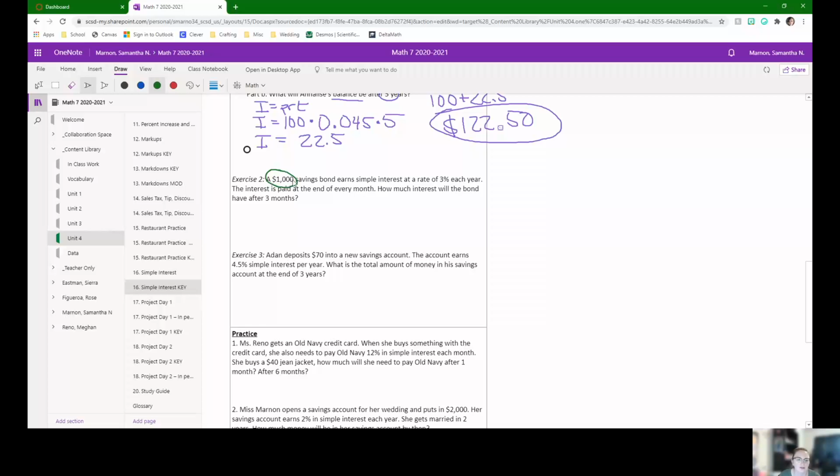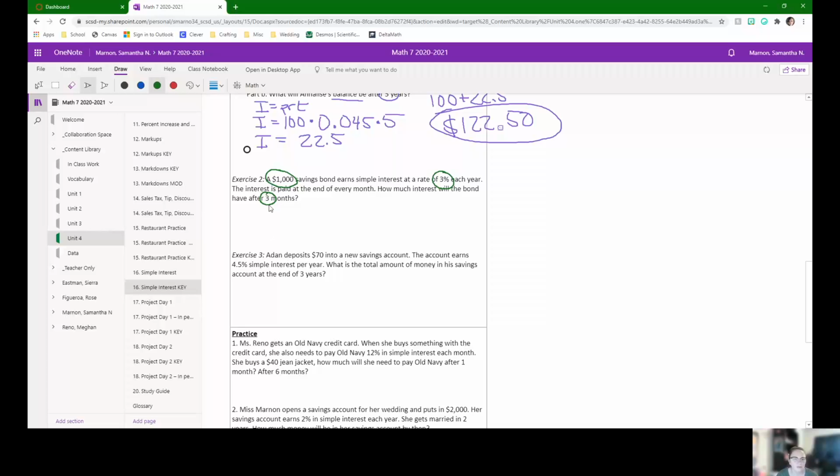So a $1,000 savings bond earns simple interest at a rate of 3% each year. The interest is paid at the end of every month. So even though it's 3% for the whole year, they'll give you some each month. So it wants to know how much interest the bond will have after 3 months.